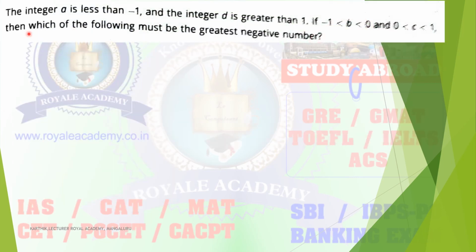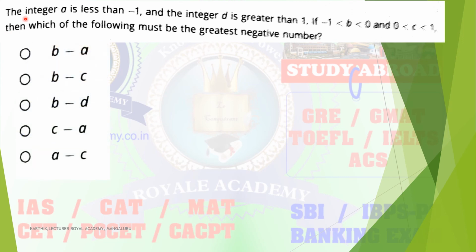Next question. The integer a is less than -1 and integer d is greater than 1, if b is between -1 and 0 and c is between 0 and 1. Then which of the following must be the greatest negative number? You have to determine which is the greatest negative number.